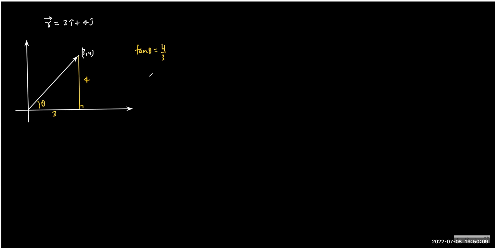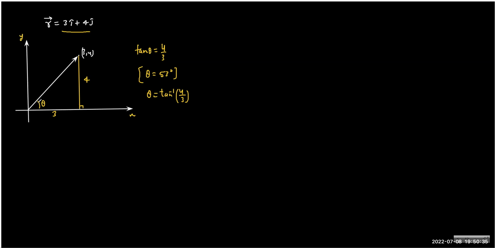Luckily, it's a very famous answer: 53. Now, if we are not lucky, I will just write tan inverse 4 by 3. And by looking at the actual value, I can see clearly that they are positive. So this is the only possible quadrant, right? My answer is actually like this.